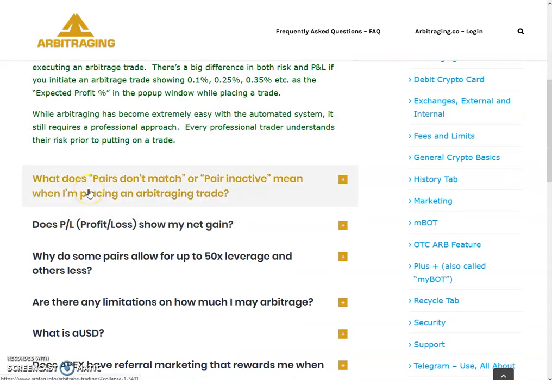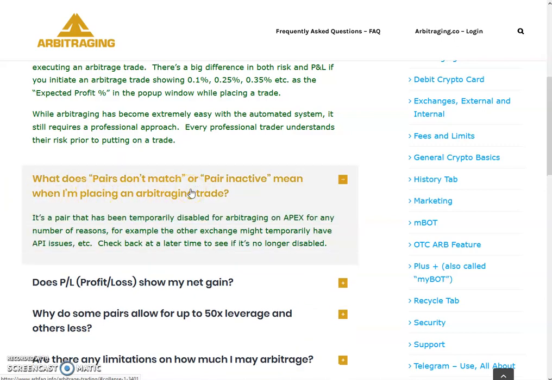Now let's move to question number 2: what do pairs don't match or pairs inactive mean when I am placing an arbitrage trade? If you have watched my previous video, once I was opening a trade for Ethereum Classic, and it was saying pairs do not match. So when you are doing arbitrage trading and it gives you this error that pairs do not match or pairs inactive, what is the reason for this?